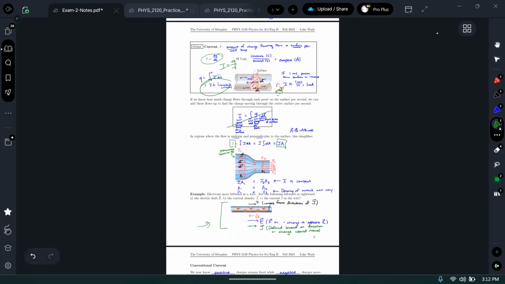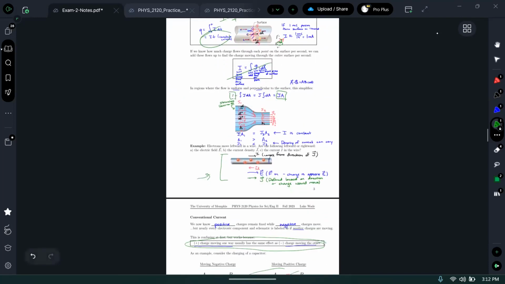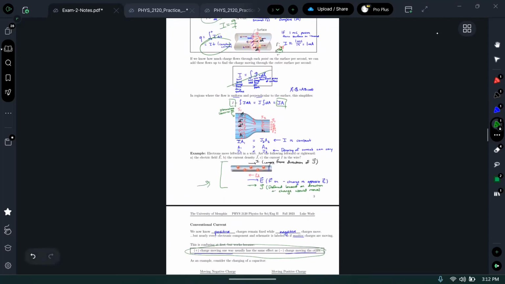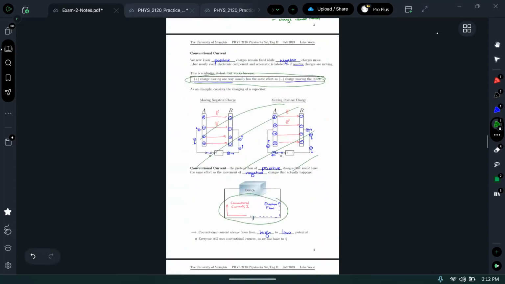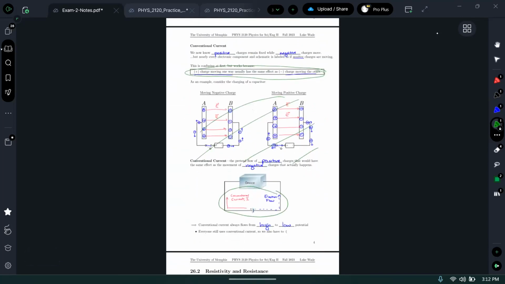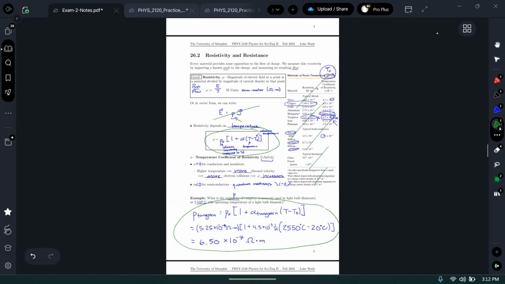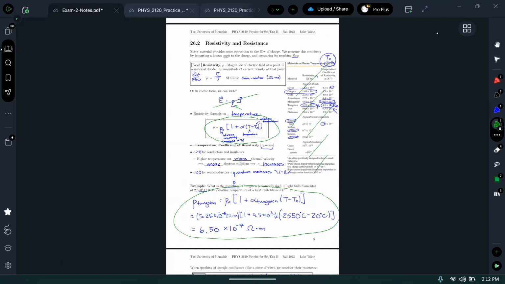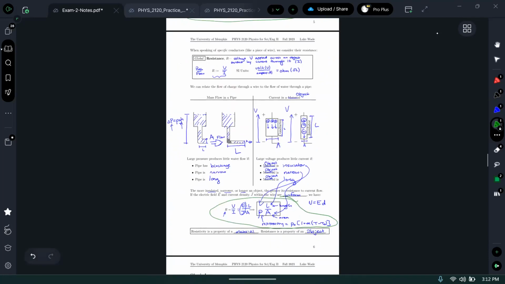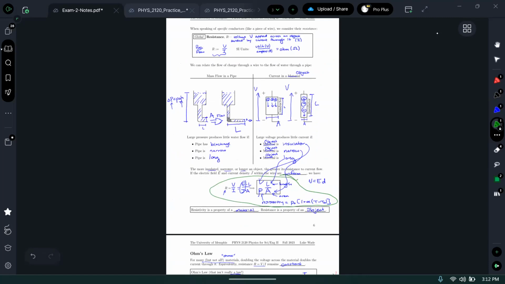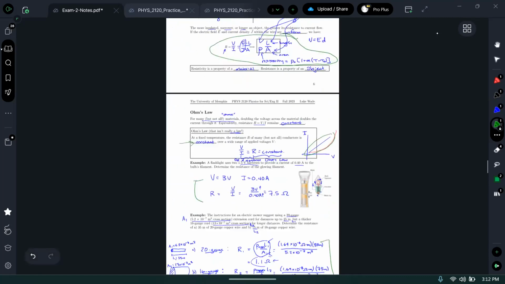The relationship between current and current density, the relationship between current and charge, that conventional current just does everything kind of the opposite of what's actually happening because we're so caught up in positive charge that we just pretend it's moving instead of the negative charge. How resistivity depends on temperature. How resistance depends on resistivity, as well as these other properties of a certain conductor or wire.